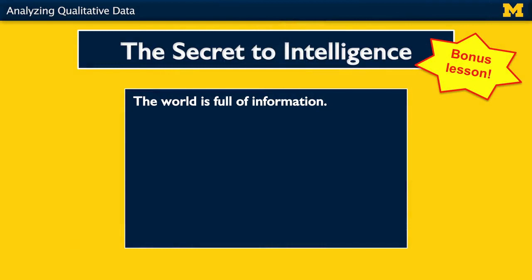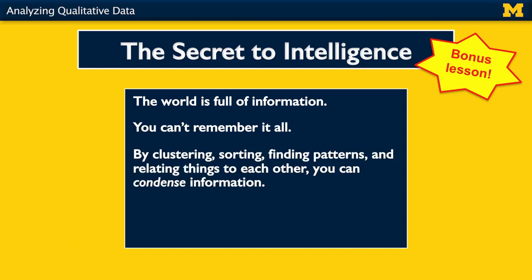So here I'm going to suggest that this is really the secret to all good qualitative analysis. And it's also the secret to intelligence. So I'm going to suggest that this is a bonus lesson that you're getting, separate from all of the interview, observation, and analysis issues that we'll be talking about. Basically, the world is full of information, but it's so full of information that you can't possibly remember it all. One trick, just like we did with the shapes, is to cluster, sort, find patterns, and relate things to each other so that you can actually condense all of that vast amount of information.